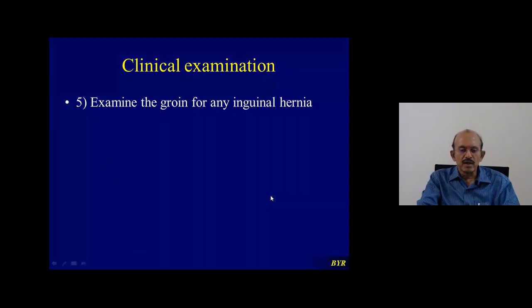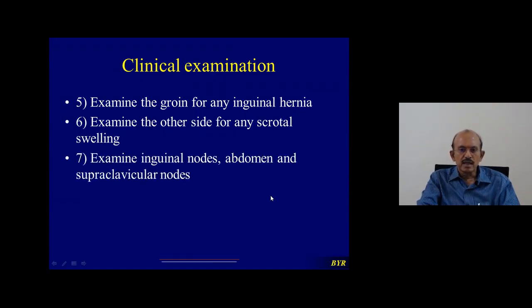Then examine the groin for any associated inguinal hernia. Examine the other side for any scrotal swelling because there may be bilateral hydrocele. Examine the inguinal nodes, abdomen, and supraclavicular nodes. Because the testis drains to the para-aortic nodes, you must examine the abdomen. Examine the supraclavicular nodes because from the para-aortic nodes, the lymph drains to the supraclavicular nodes. Why inguinal nodes? They drain the scrotum. You are examining not only the testis, but the whole scrotum and its contents.